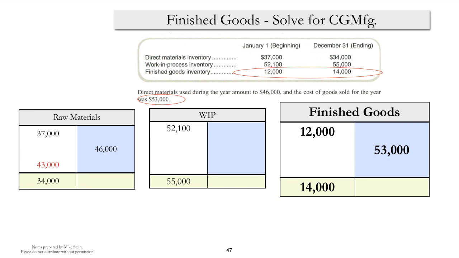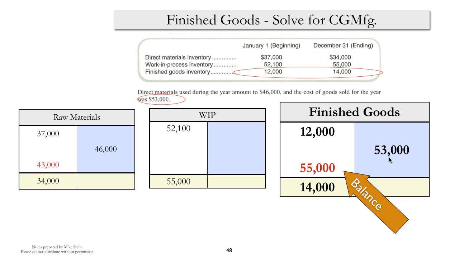Now, once again, we have beginning and ending inventory, but we're also told that cost of goods sold for the year is $53,000, and of course, $53,000 represents a credit to the finished goods account. The debit would be to income summary, and therefore we can balance the account with a $55,000 debit.